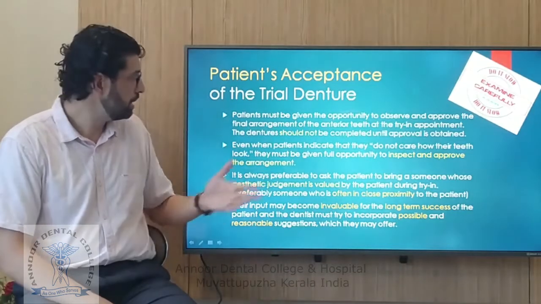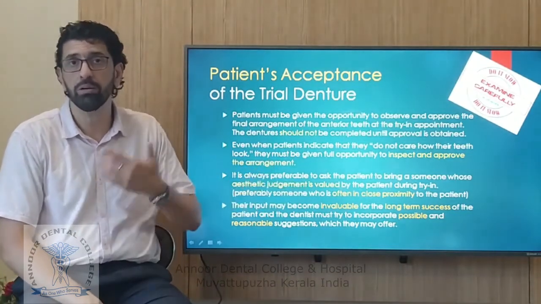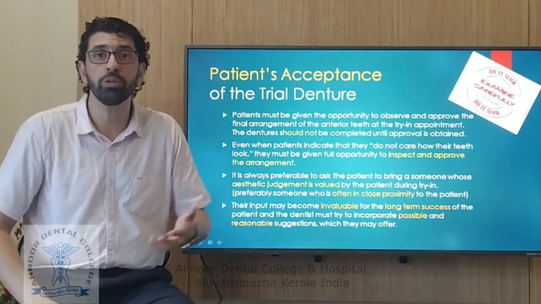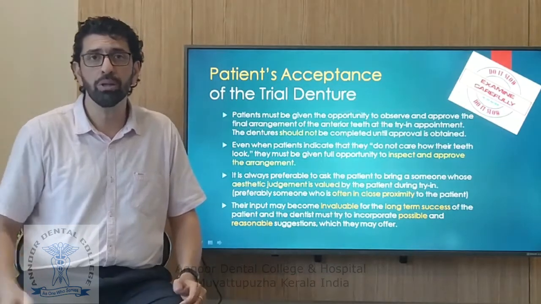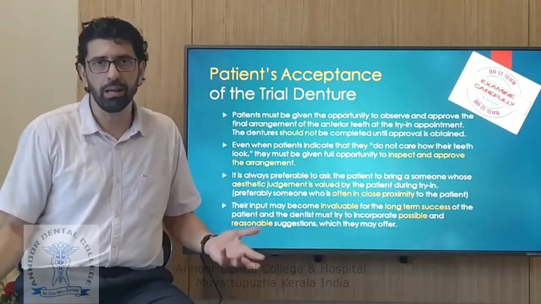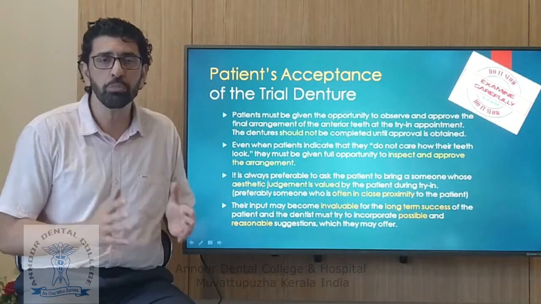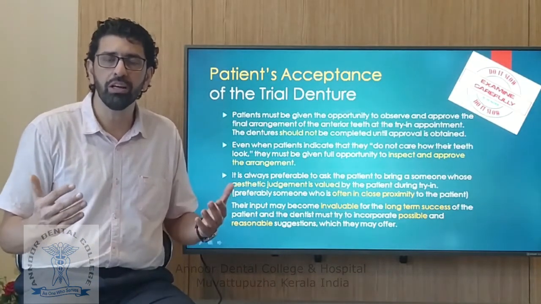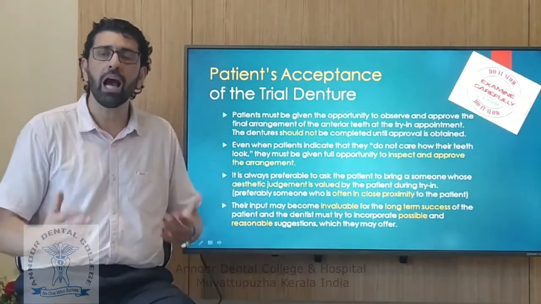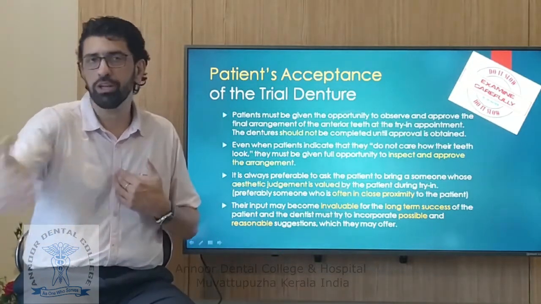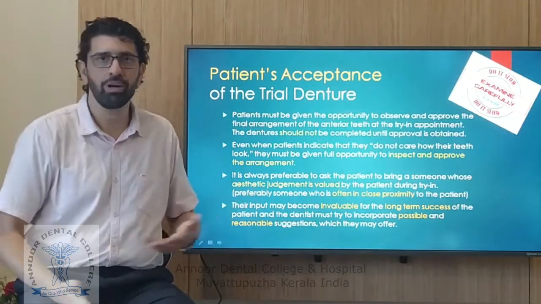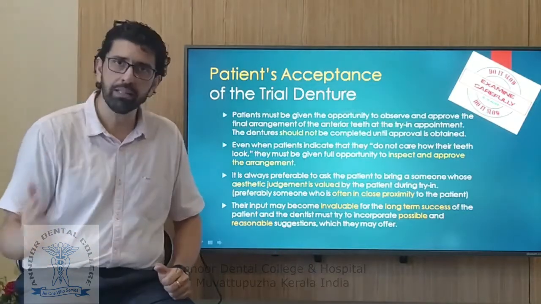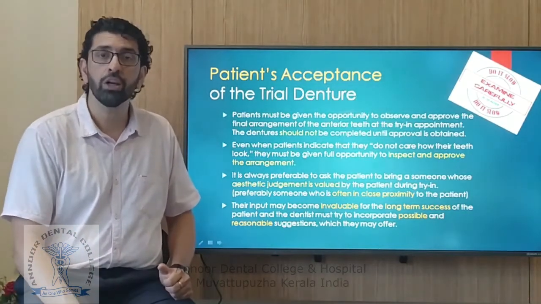It's a good idea to get a bystander, a close friend or a confidant, someone whose aesthetic judgment the patient values. So don't get somebody the patient doesn't like. It doesn't really help. Ask the patient to bring someone who can give a good aesthetic judgment, and ask this person to stand at a 4 feet distance and evaluate while the patient speaks and smiles and talks, and take their input. Anything that is reasonable and practical, try to incorporate it. It'll go a long way.